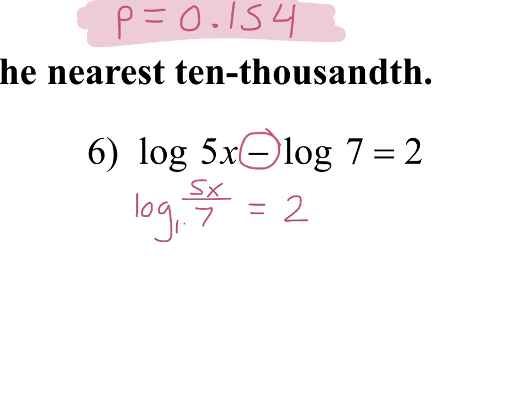So remember, when we don't have a base, our base is 10. So 10 raised to the second power, because we get our exponent from the other side of the equals, is equal to 5x divided by 7. Now we're going to do 10 squared, which is 100. So 100 is equal to 5x divided by 7.